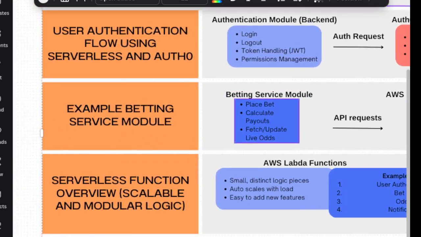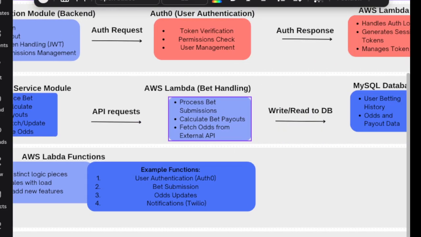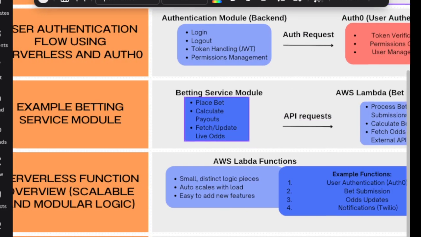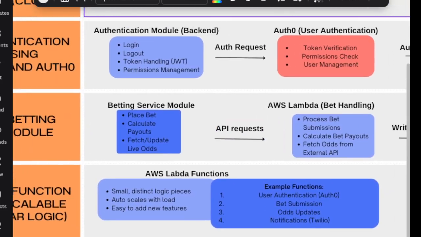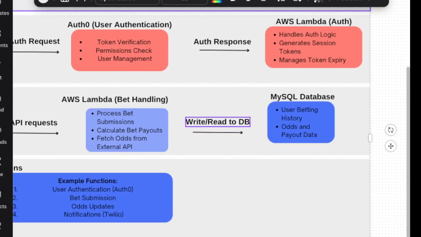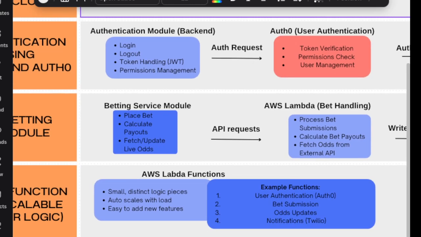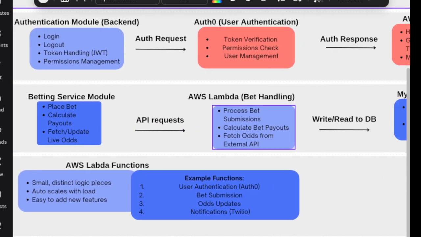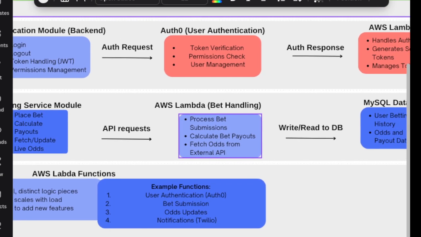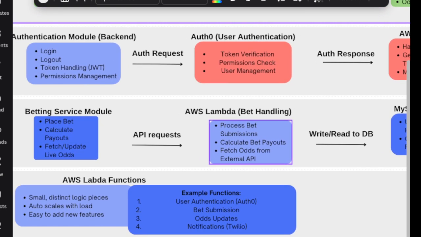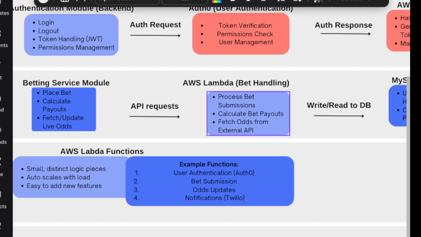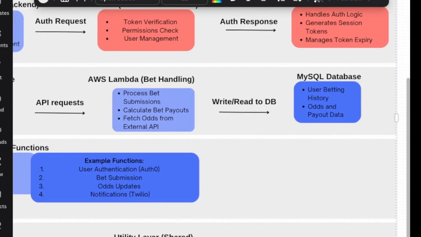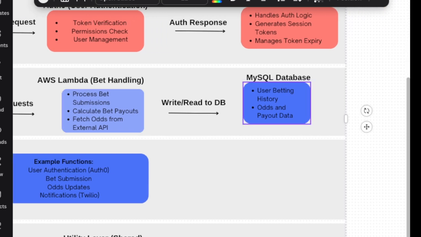And moving over to the betting service, here's an example betting service module, and how that betting service is going to interact with the AWS Lambda first, and then that data is going to be saved into the database. So you have the betting service module. This is going to handle users when they place a bet, when we calculate payouts, and also when we fetch and update live odds. We're going to send API requests to our AWS Lambda cloud function, and that's going to actually process the bet. It's going to handle the calculation, fetch the odds from the external API, and then write that data to the MySQL database.